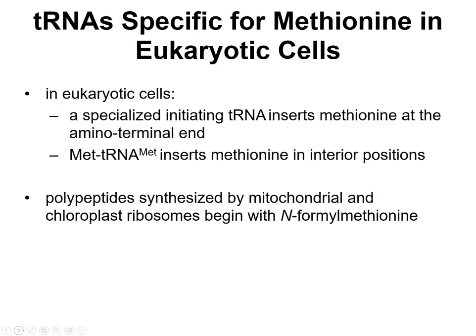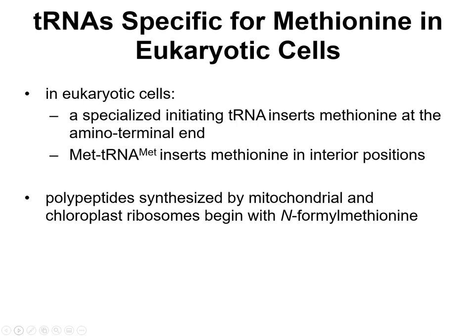Now that's bacteria. Eukaryotes don't add a formyl group, although in mitochondria and in chloroplasts you will see that. But we have to differentiate between what happens in the cytosol, and then what happens in the mitochondria of vertebrates, and what happens in the chloroplasts in plants. The mitochondria and chloroplasts are almost like their own entities within the eukaryotic cell.